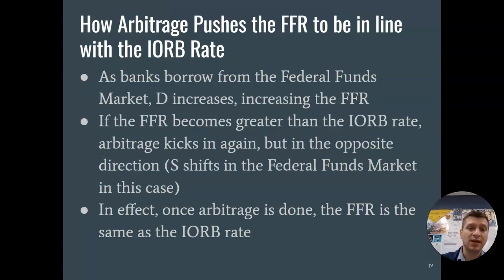If it goes the other way, then demand would just decrease. Supply would then increase in this case, and we'll go over that later, but the basic idea is people would want to take money out of the Fed and put it into the federal funds market, which increases supply, lowering interest rates. Once arbitrage is done, the federal funds rate is the same as the IORB rate.